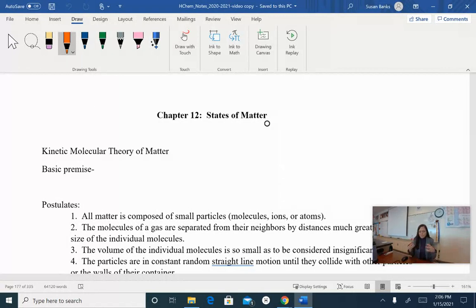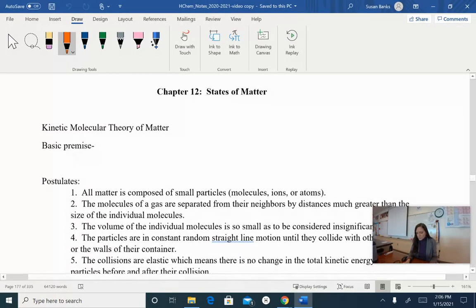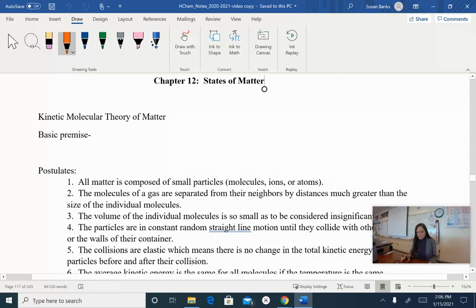So we're going to talk about it on a little bit deeper level this year, and hopefully you'll really be able to understand why things are the way they are and why they act the way they are based on the molecular level. So here we go. Today we're going to talk about states of matter, solid, liquid, gases. But first we're going to dive into the kinetic molecular theory.